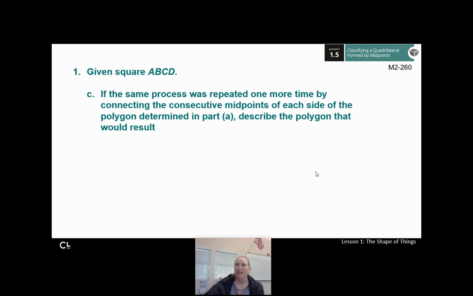So you probably already figured out that if I connect the midpoints of a square, I'm going to get a square, even if it's a smaller square. So the resulting figure would also be a square. Yeah, squares within squares within squares. They're squares.